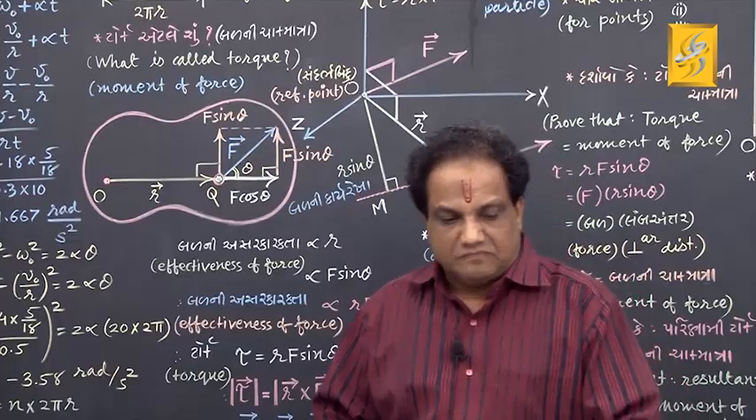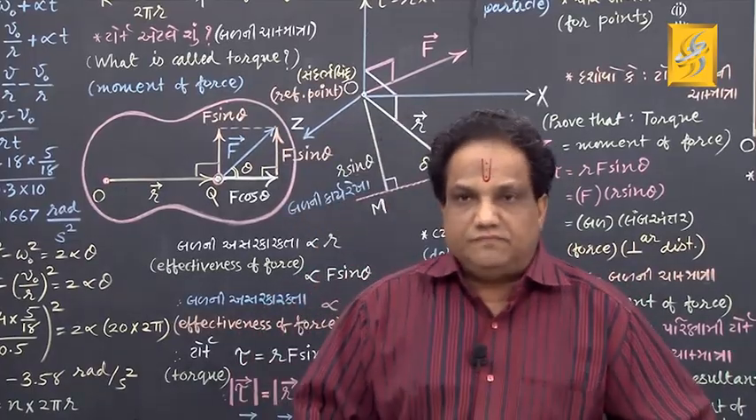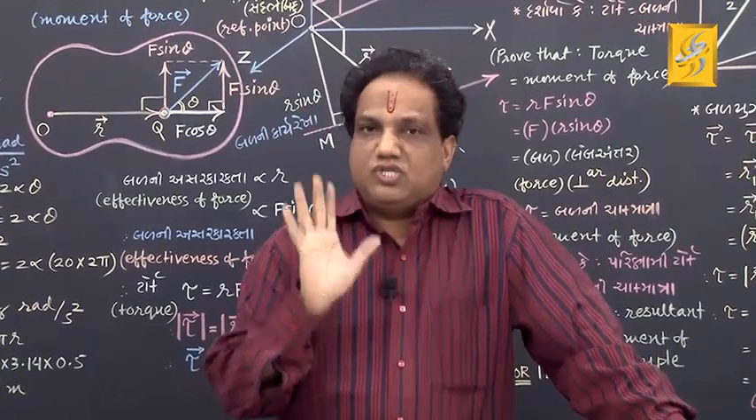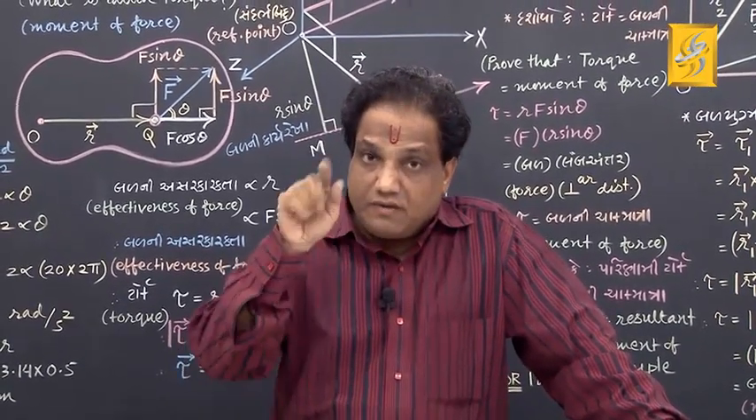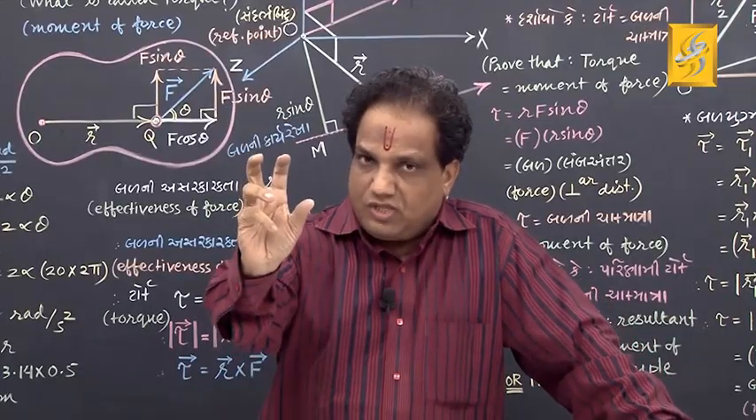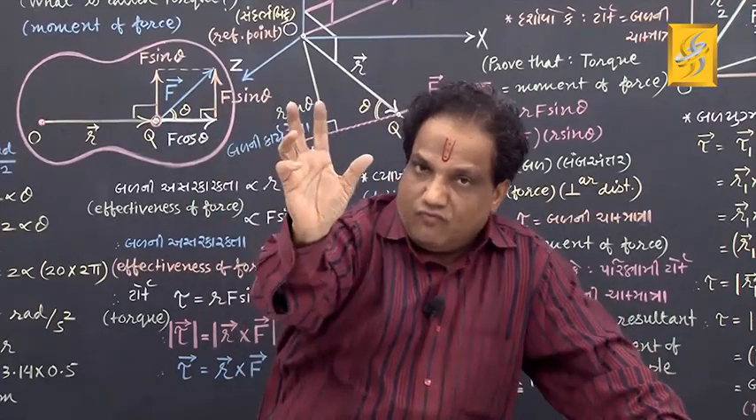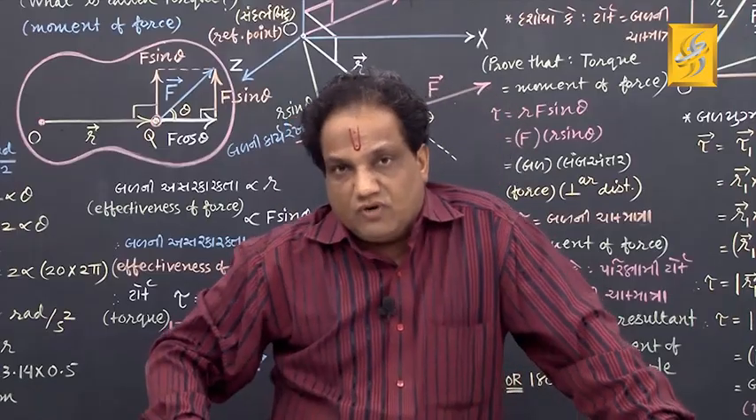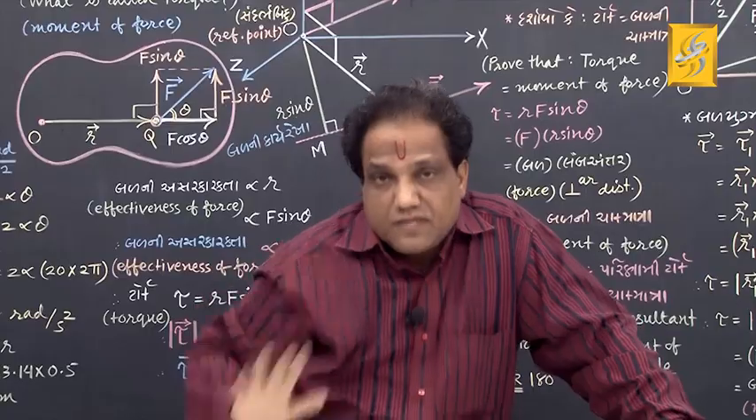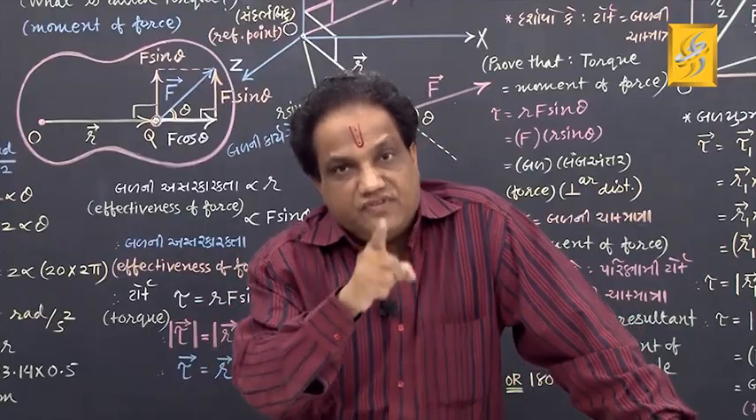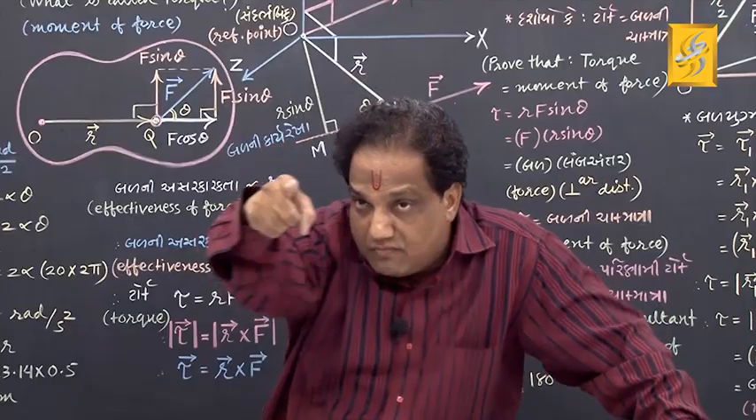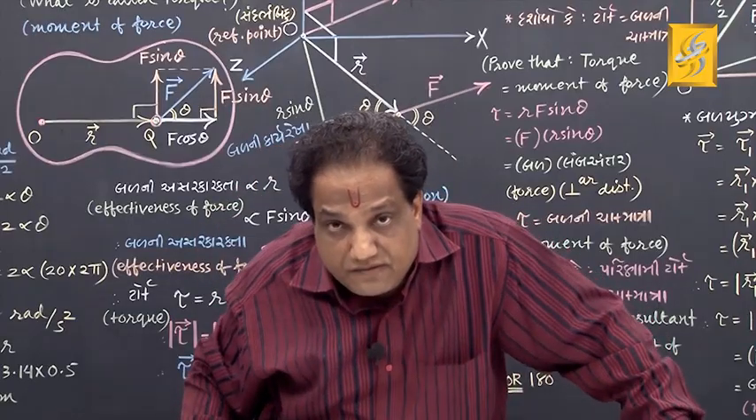Fine. Suppose you are given a cricket ball, and you are asked to produce linear motion in that ball. What will you do? You will simply throw it, correct? While throwing it, what are you doing? You are exerting force on it. So force is that physical quantity which is responsible for producing linear motion in a body.